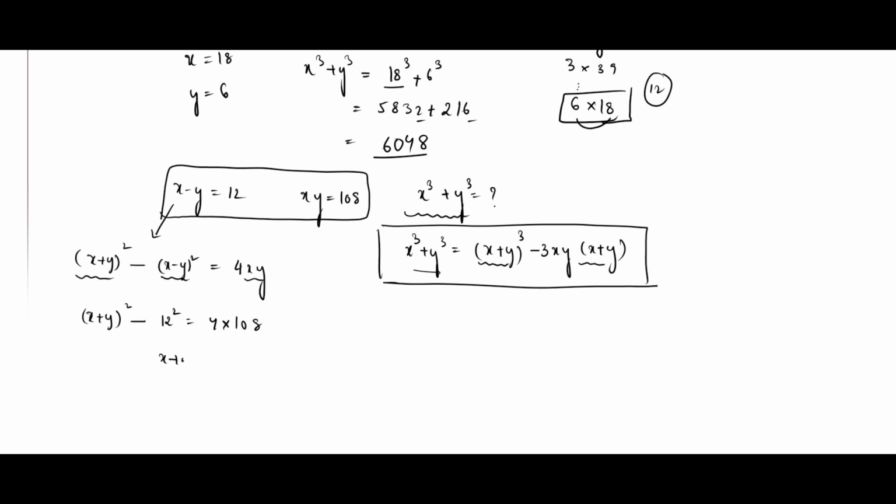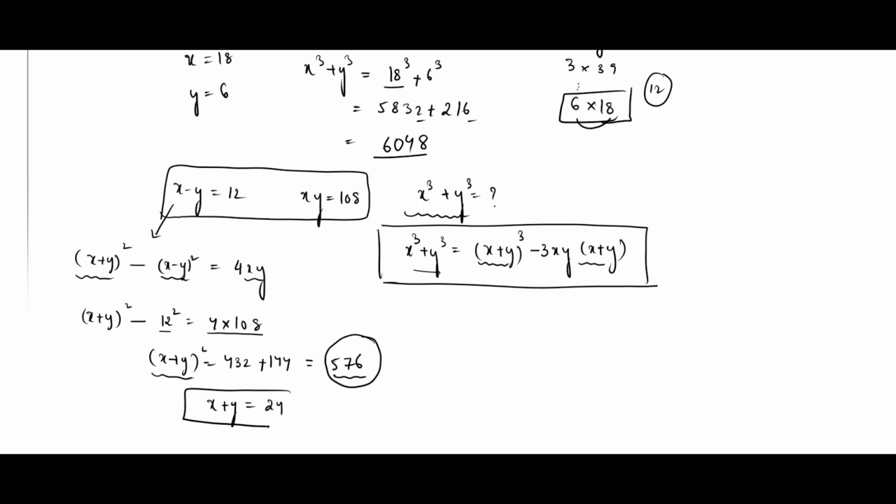So, (x plus y) whole square equals 4 times 108, which is 432, plus 12 square, which is 144. If you add 432 and 144, (x plus y) whole square equals 576. What is the root of 576? 24, right? So from this, the x plus y value is 24.